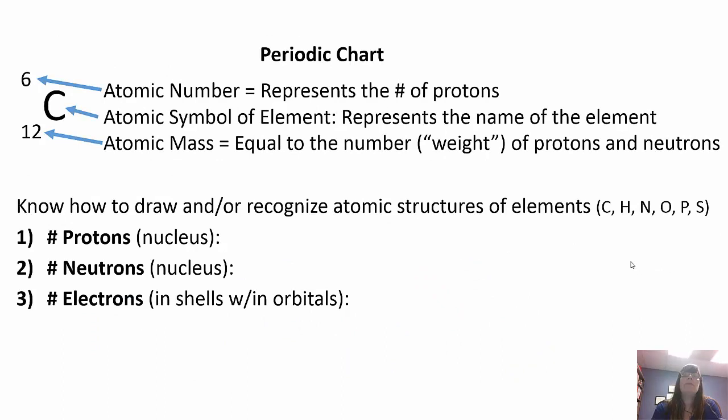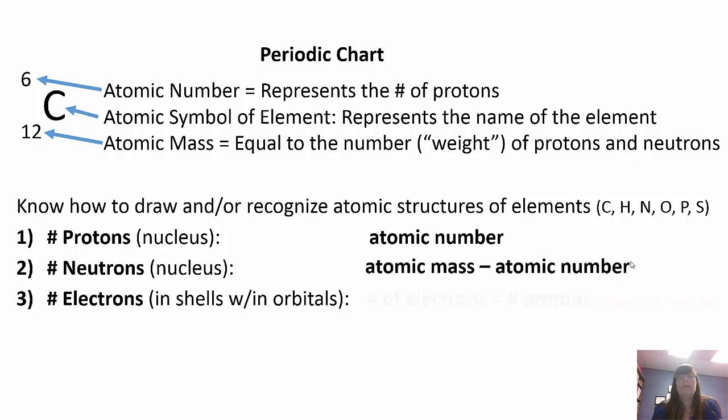So make sure that you can draw and recognize the atomic structures of carbon, hydrogen, nitrogen, oxygen, phosphorus, and sulfur. The atomic number, the number at the top, tells you how many protons there are. The atomic symbol represents the name of the element, and the atomic mass tells you how many protons and neutrons there are, because it's equal to the atomic weight, basically. So you add up the protons and neutrons, and that gives you the atomic mass.